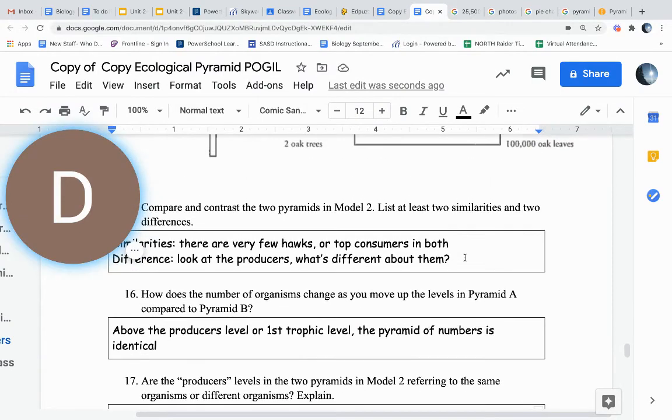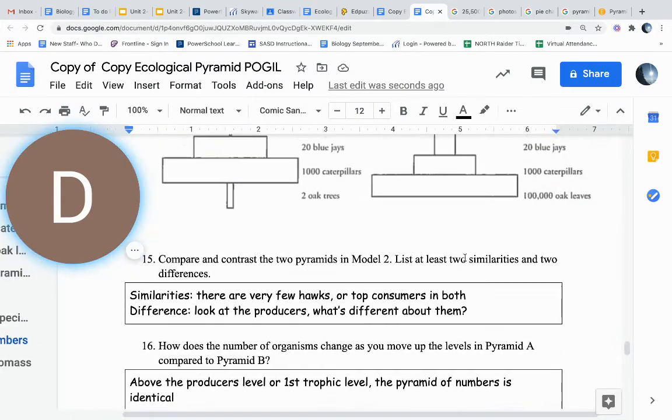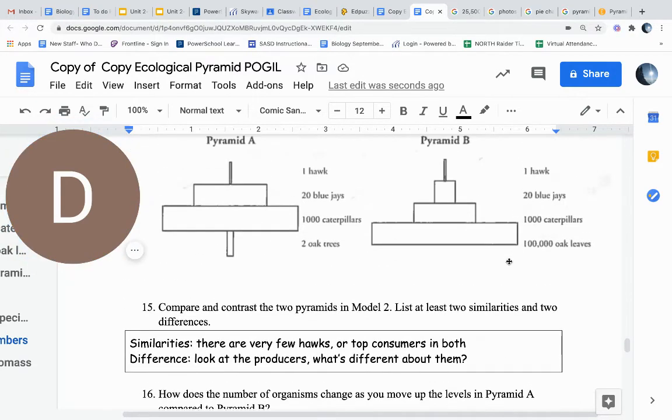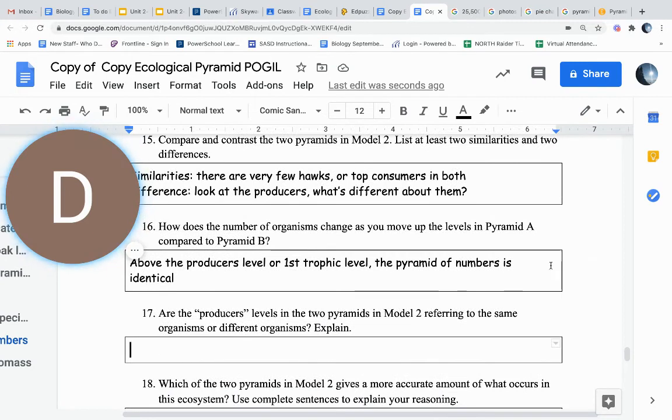So I want you to argue your case. What do you think there? Are all of these oak leaves a part of one big organism, an oak tree, or is each leaf a separate organism? So are they the same or are they different? I want you to take a stance there and explain why.